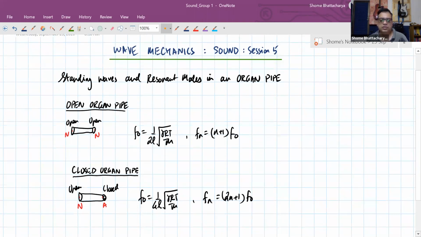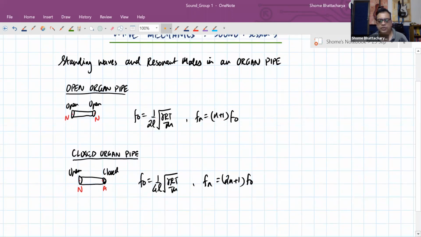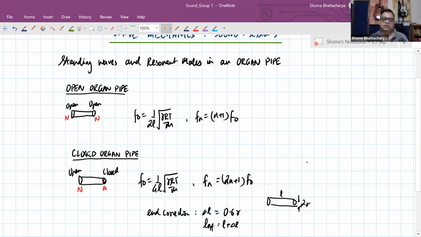So we had these, okay, and we had also seen that at the experimental level there is something called end correction, where delta L is equal to 0.6 times the radius of the organ pipe. Okay, so this is the diameter. Then effectively the length becomes L plus delta L. Okay, so these are the formulae and things that we've seen so far.